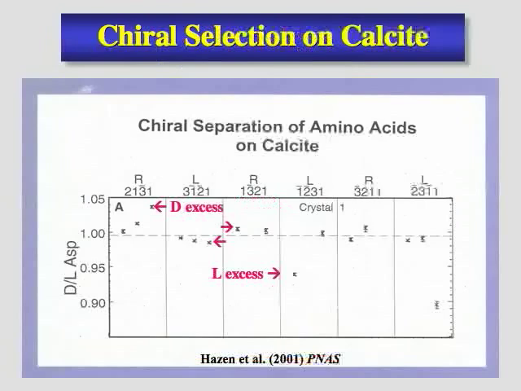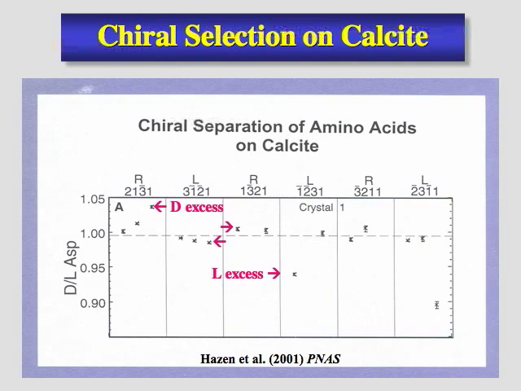And what you see here, this is kind of an unusual graph. You see 6 vertical columns representing 6 faces coming to a point on the crystal. 3 of them are right-handed. The other 3 are left-handed. We measure the D to L ratio. The solution itself is very close to 1, a 50-50 mixture. So this would be excess L, that's excess D. The key here is we start with a 50-50 mixture.